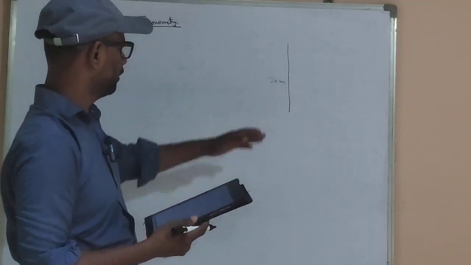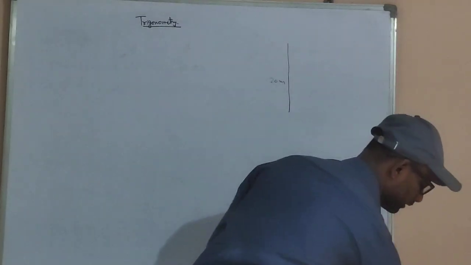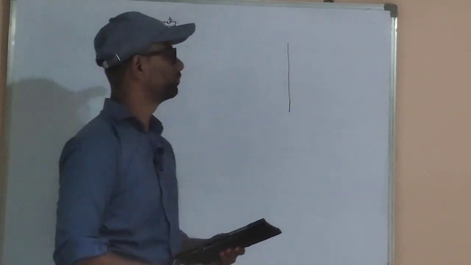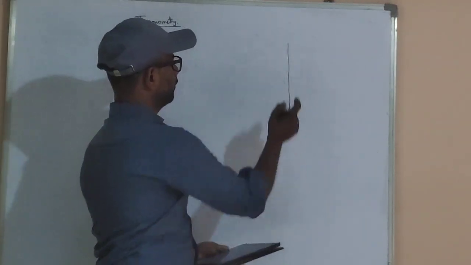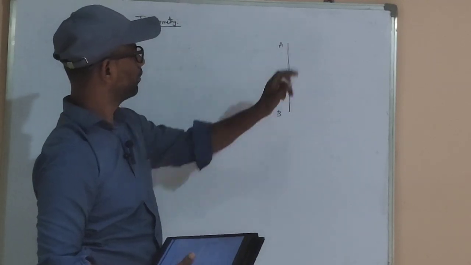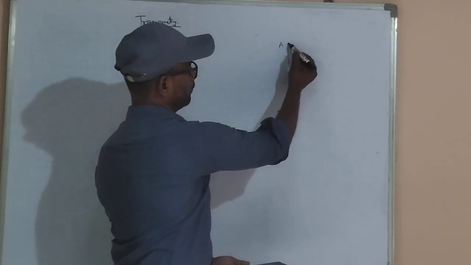ఓకే సారీ, ఇక్కడ చూడండి, ఇట్స్ మై మిస్టేక్. సో ఒక పోల్ ఉంది, ఒక వర్టికల్ పోల్. దిస్ ఇస్ ద పోల్, AB ఇస్ ద పోల్. ఈ పోల్ కి టాప్ ఇటువైపు ఈ రోప్ టై చేశాడు.